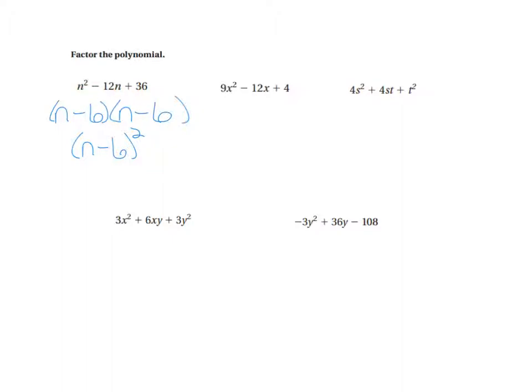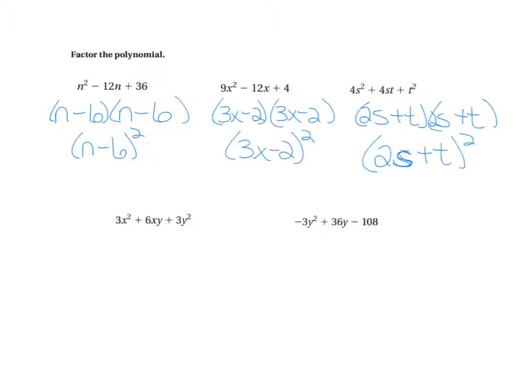So I want you to pause the video and work these next two. I'm going to talk about these two at the bottom, but I want you to work these two and check them. All right, so the first one, I got 3x minus 2 quantity squared. If you were to leave your answer like this, that would not be wrong. But if you're on a multiple choice test or some other thing where you have to pick an answer, they're probably going to write it as a binomial squared.